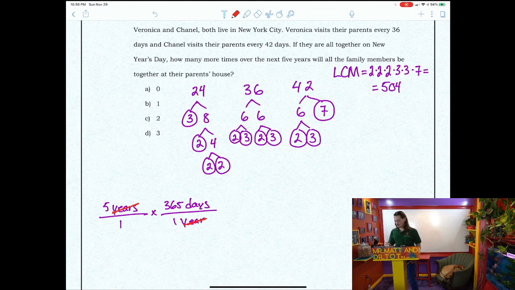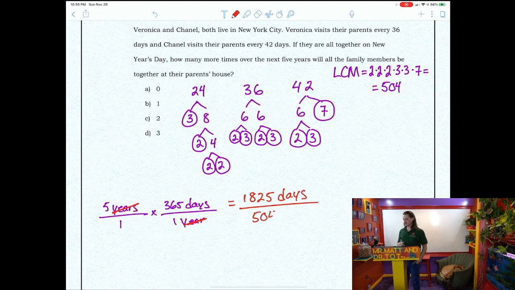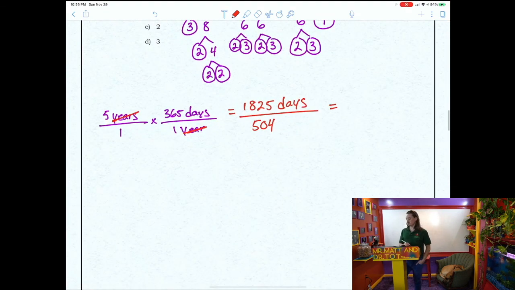If you divide that by a rate of 504, we're going to get 3.6, or thereabouts, rounded. The 0.6 is really 3.621 if I were to round to the thousandths there. That represents 62.1% into the next 504 days it takes for them all to visit together. So the number of times that they actually all see each other over the next 5 years would be 3. Answer selection D.